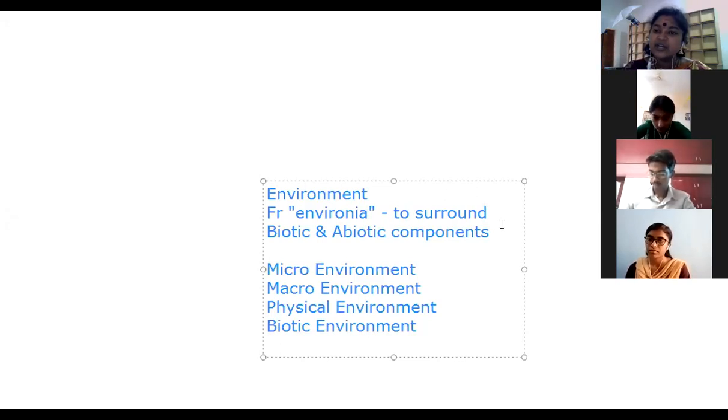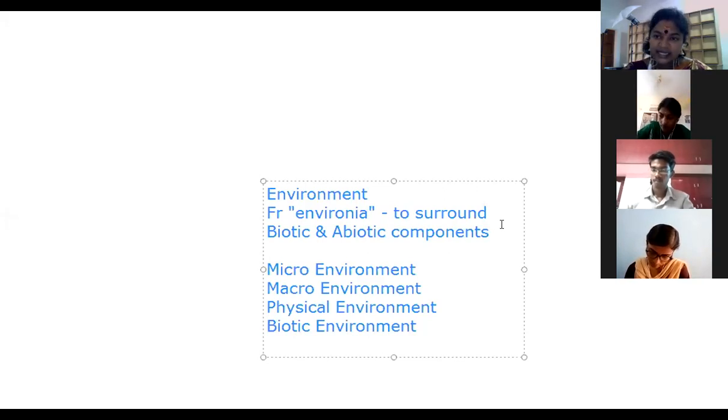Then physical environment refers to all abiotic factors or conditions like temperature, light, rainfall, soil, minerals, etc. So it comprises atmosphere, lithosphere, and hydrosphere. I will teach you later. So this physical environment comprises atmosphere, lithosphere, and hydrosphere.